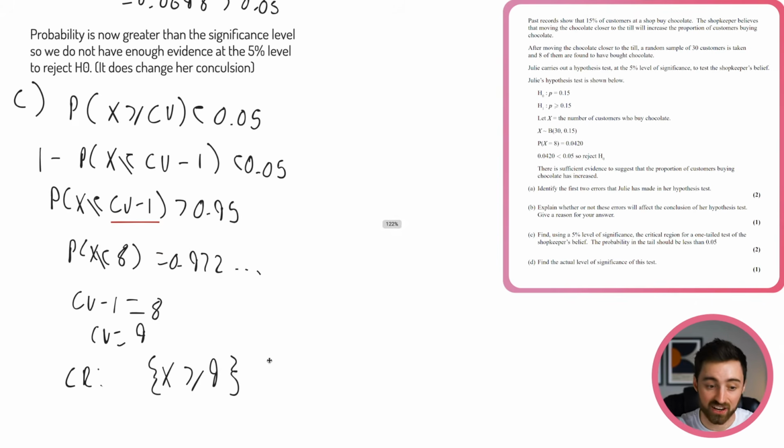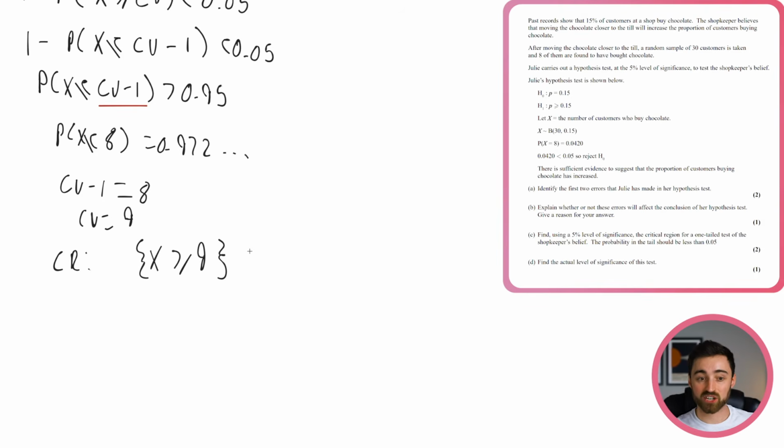Part D says find the actual significance level. Okay, so the actual significance level is to do with this, isn't it now? Because the actual significance level is basically, well, what is the probability of this thing happening?